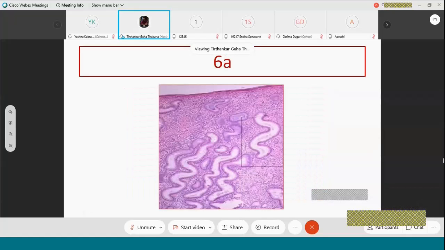So therefore, this is in which phase of the endometrium? What do you see in 6A? You can see elongated tortuous glands here. Therefore, this must be the secretory phase of the endometrium.